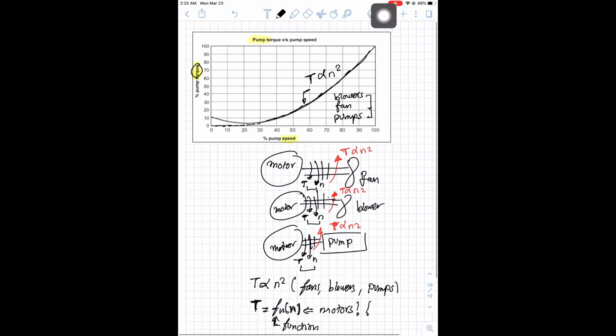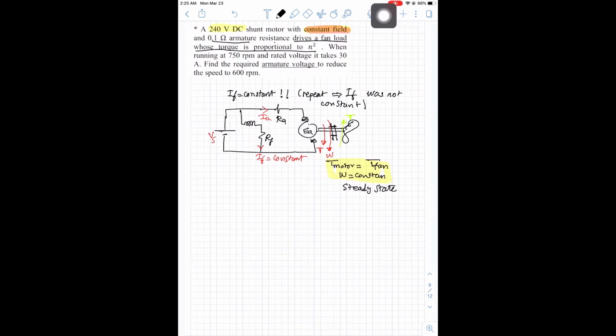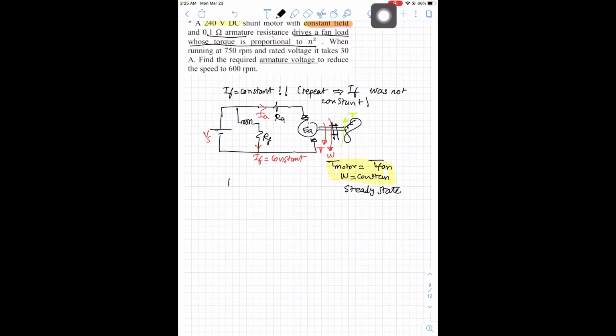So let's go back to our problem. Here we know that the torque is proportional to N squared, but which torque? This is the torque of the load. Let's see if anything is mentioned about mechanical losses. As I can see, there is nothing mentioned about the mechanical losses. So the mechanical losses are neglected because they are not mentioned, and this will make our life easy when we are solving this question.